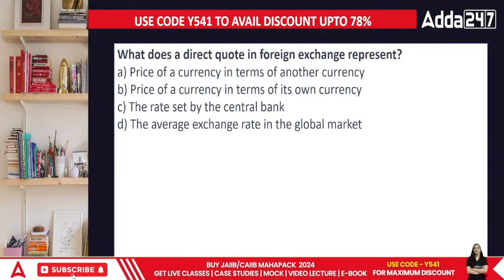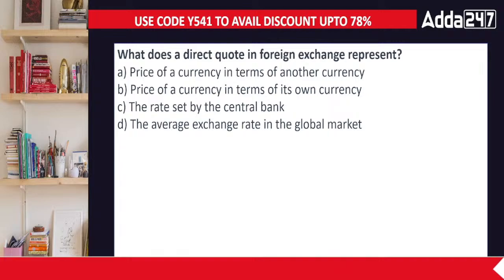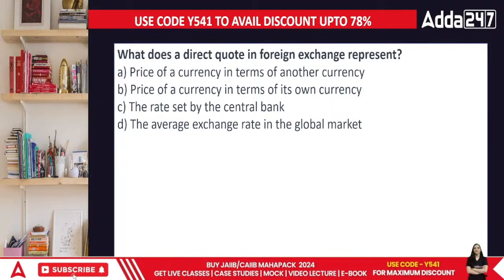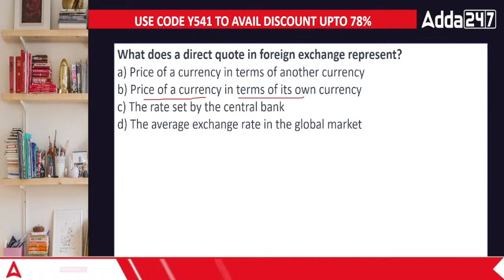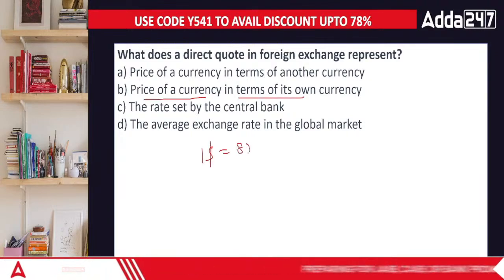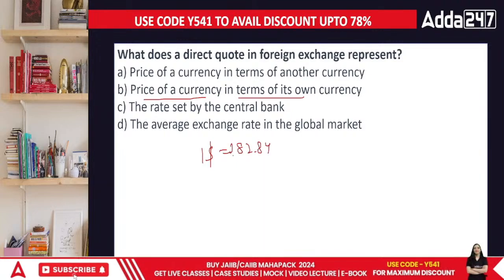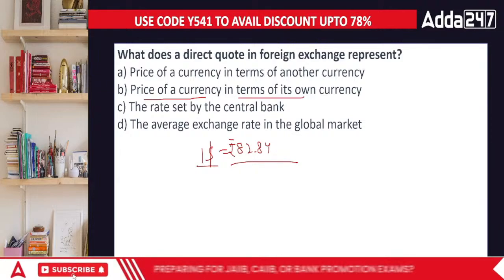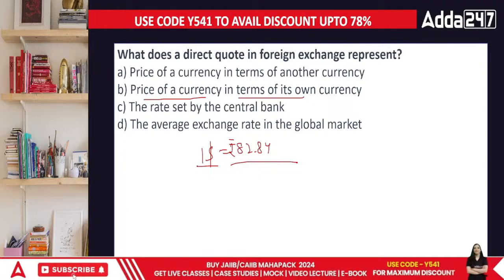How do you define the term direct quote? Direct quote is when you are given the price in terms of its own currency. Okay? The answer is price of currency in terms of its own currency. $1 is equal to 82.84 rupees. This particular situation is called the direct quote, everyone.